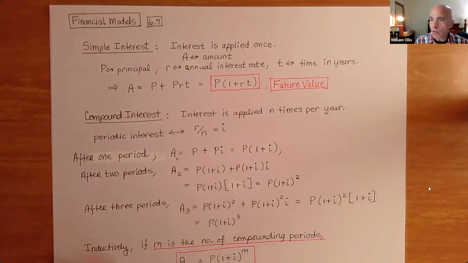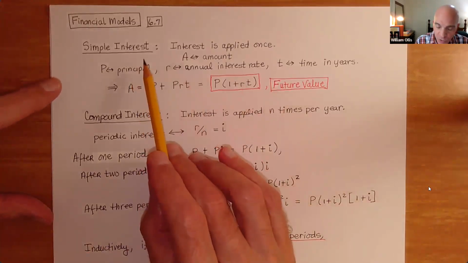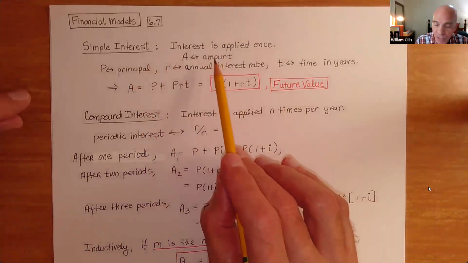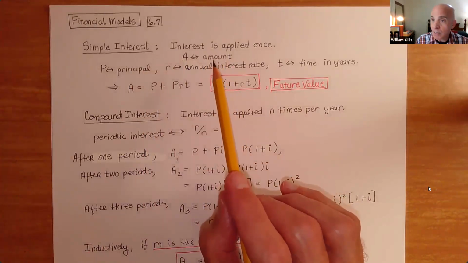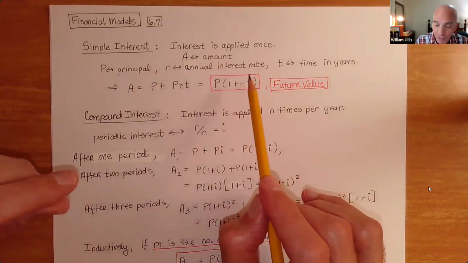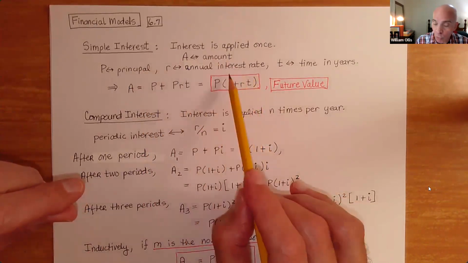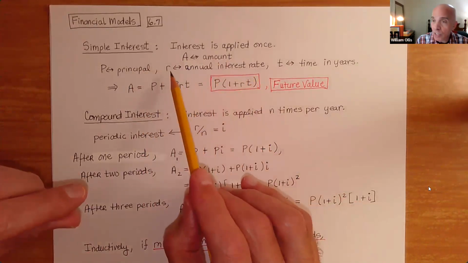Now, what we want to start with is something that's very simple, but very important, and that is simple interest. When we talk about simple interest, we're discussing an interest that is applied once. And when we think about the interest that we apply, we're considering an annual rate of interest, or an annual interest rate, which we usually denote by a lowercase r.